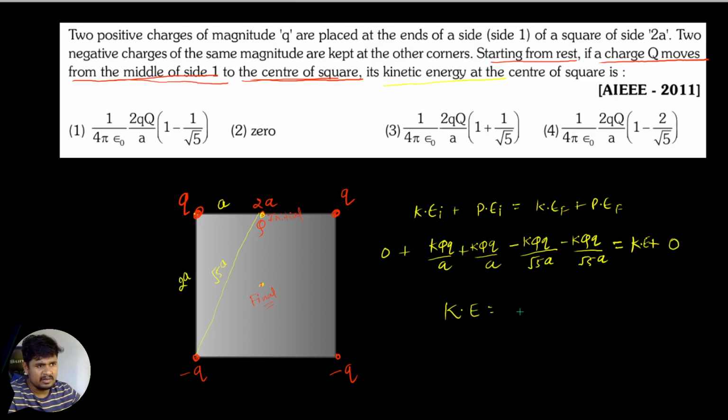If you simplify it, the kinetic energy KE will be kqq by a, let's take common, and 2 also. This will be 1 minus 1 by root of 5. So this is option 1. Here the correct option is option 1.